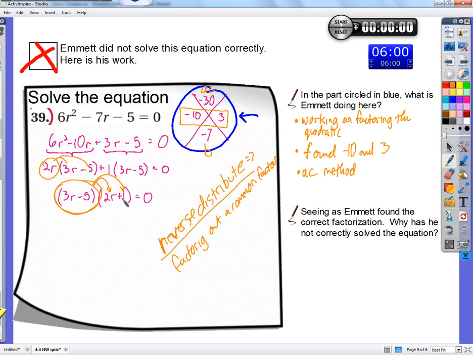We could distribute the whole parentheses to the 1, there's that. And we could distribute this 2R and say 2R times 3R, that would give us 6R squared. Now we can just write it kind of funny like we do here. And then 2R times negative 5 would be negative, 2R times 5, and that would give you negative 10R.